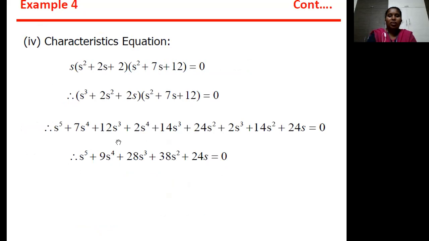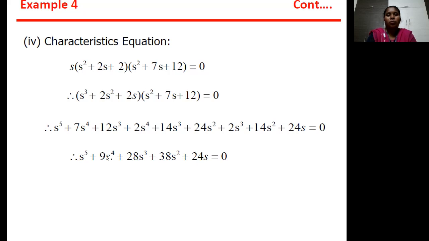So this is the final characteristic equation for the given transfer function equation. By using this characteristic equation, we can obtain the performance of the system. That's why we have to determine the characteristic equation. So here in the question also, they ask to determine the characteristic equation.